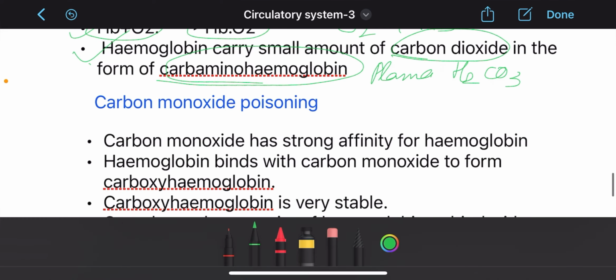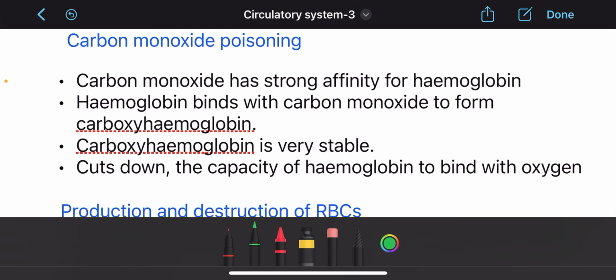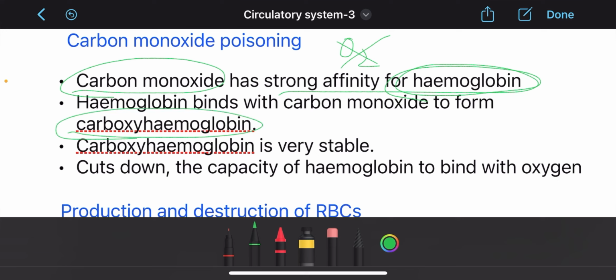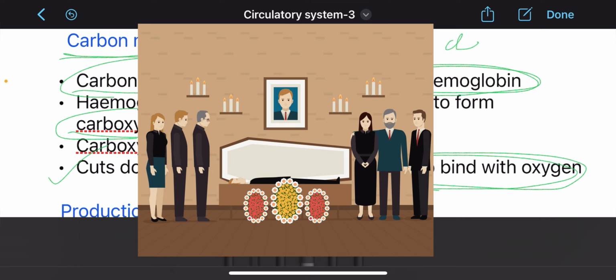Carbon monoxide poisoning happens when a person sleeps in a poorly ventilated room in the presence of a burning furnace, which burns in an insufficient supply of oxygen, and therefore it leads to the formation of carbon monoxide, which has strong affinity for hemoglobin. It binds with hemoglobin to form carboxyhemoglobin, which is a very stable compound, and therefore it cuts down the capacity of hemoglobin to bind with oxygen, leading to carbon monoxide poisoning, ultimately death.